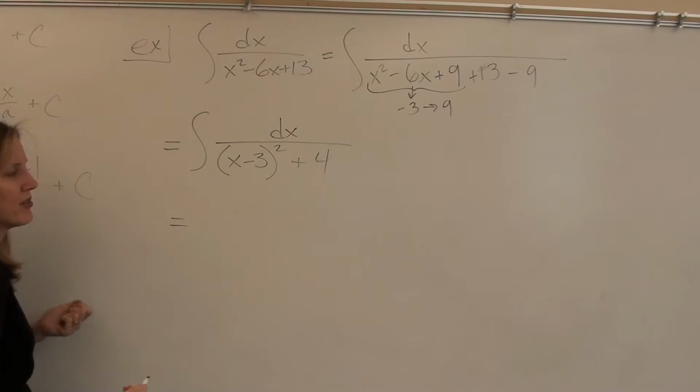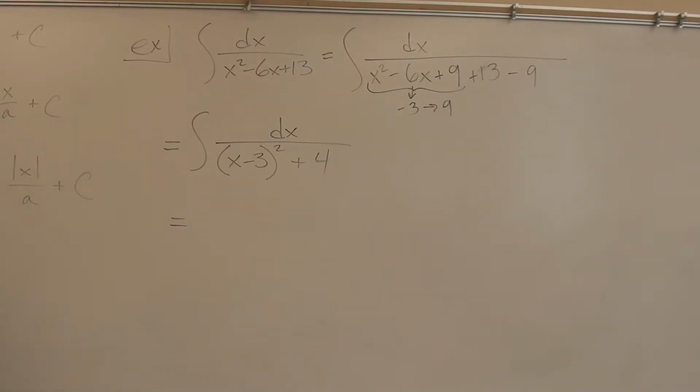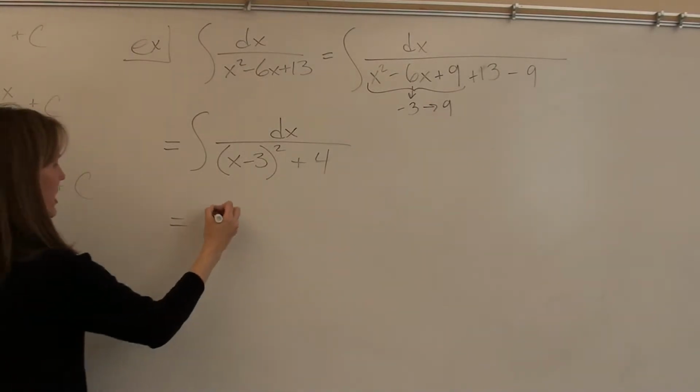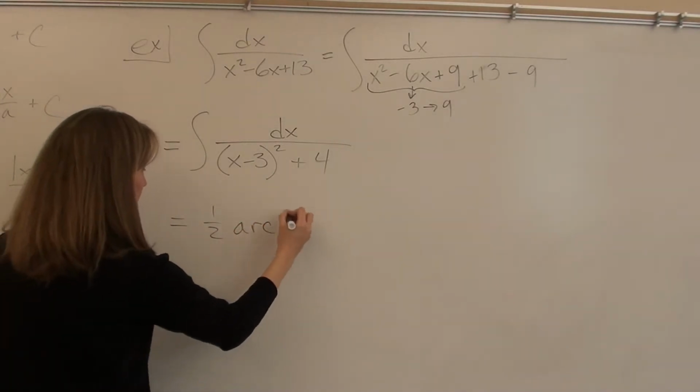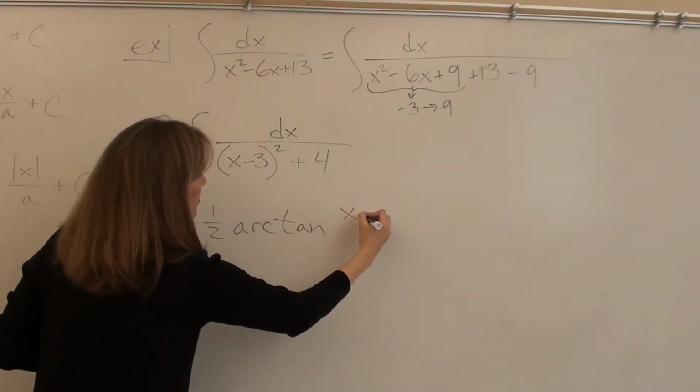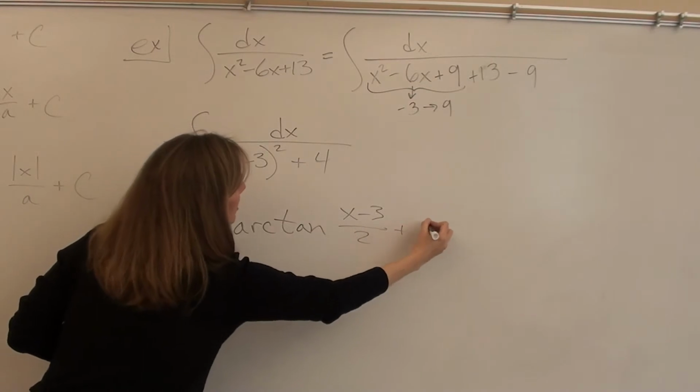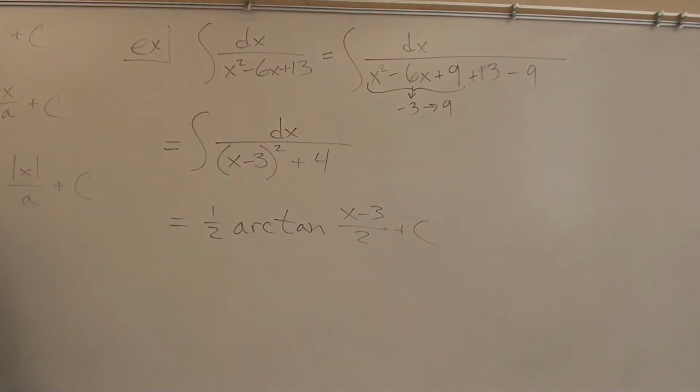Is there a 1 over a in front of arctan? Yeah. What's a? 2. So you get 1/2 arctan of x minus 3 over 2 plus c. All right, that's not so bad, right?